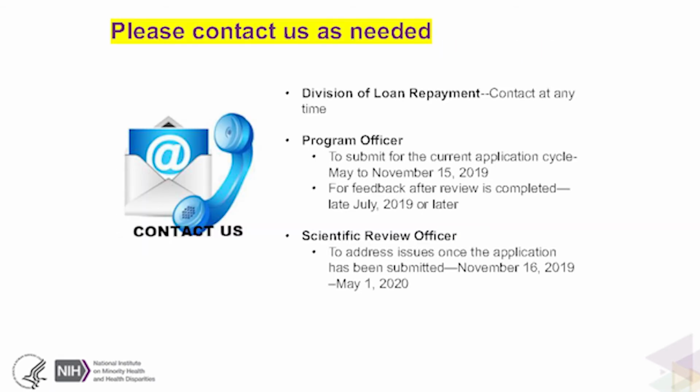This slide is to give you some contacts that you may need. The Division of Loan Repayment you can contact at any time, and the program officers you can contact until November 15, 2019. You will get the feedback later on in July 2020 or later. And a scientific review officer, you can contact between November 16, just the day after the last submission day, 2019, until May 1st, 2020. Thank you.